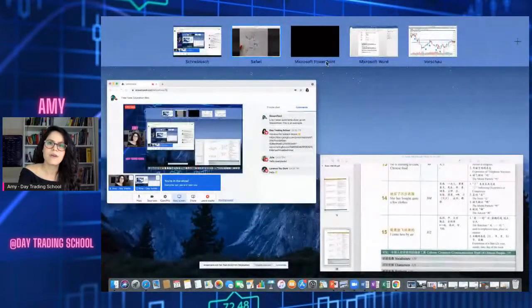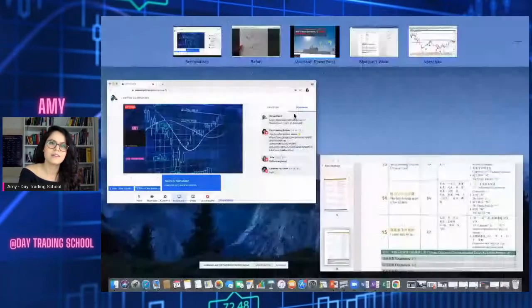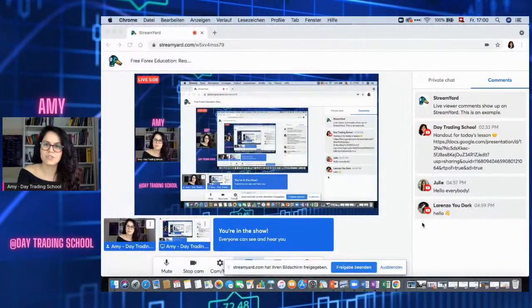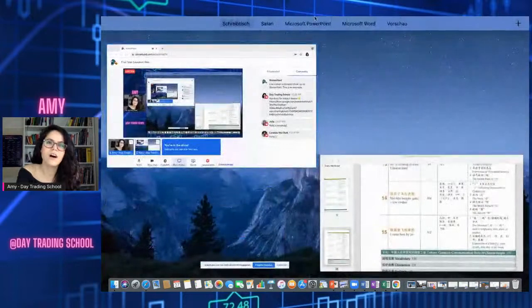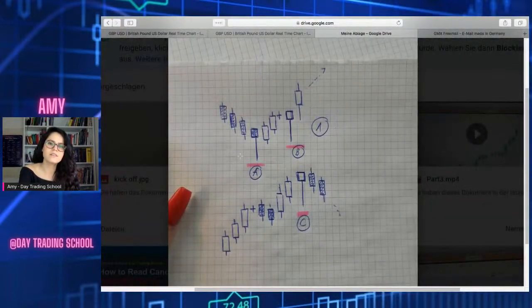So let me see if anyone has joined in to answer the question that I have just asked. Oh, hi. Hello, Lorenzo. I actually asked a question. I want people to answer what you can actually see in A and B. I already said something, but I want the participants to tell me what they can see here, A and B.